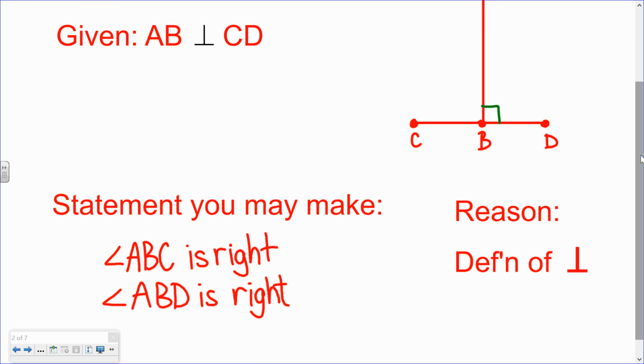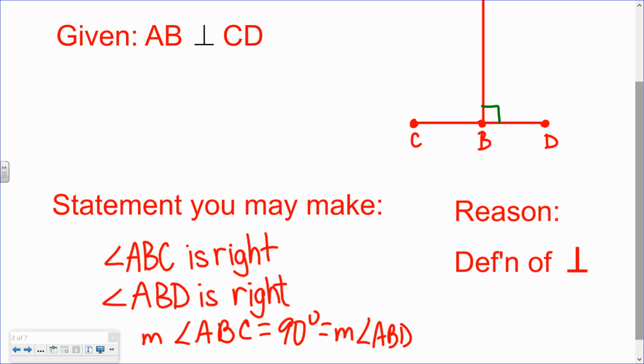It means you can say that the measure of angle ABC equals 90 degrees, or the same thing for the measure of angle ABD. Definition of perpendicular. All that perpendicular means is 90 degrees.